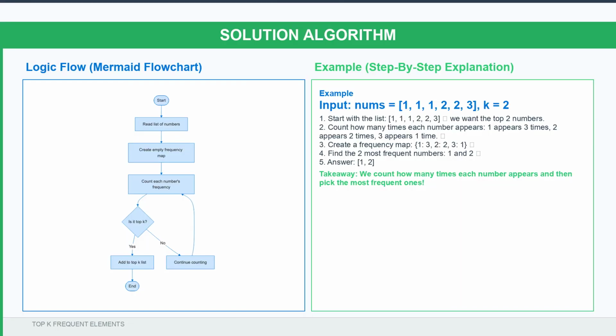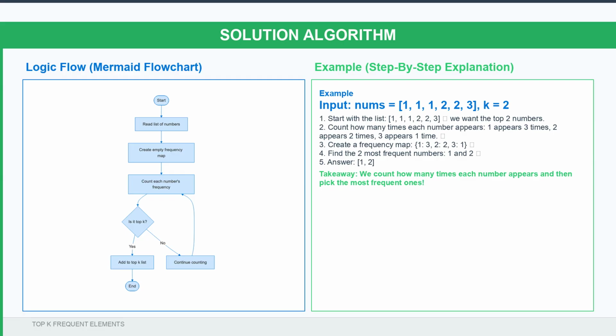To solve the problem of finding the top k frequent elements from a list, we can break it down into a series of clear steps. First, we need to count the frequencies of each element using a hash map or dictionary. This is like tallying votes in an election. For each number in our list, we update its count. The code snippet here shows how we achieve that.